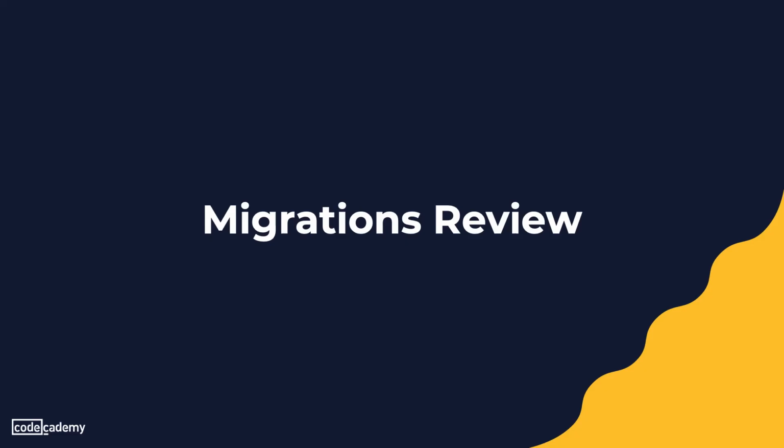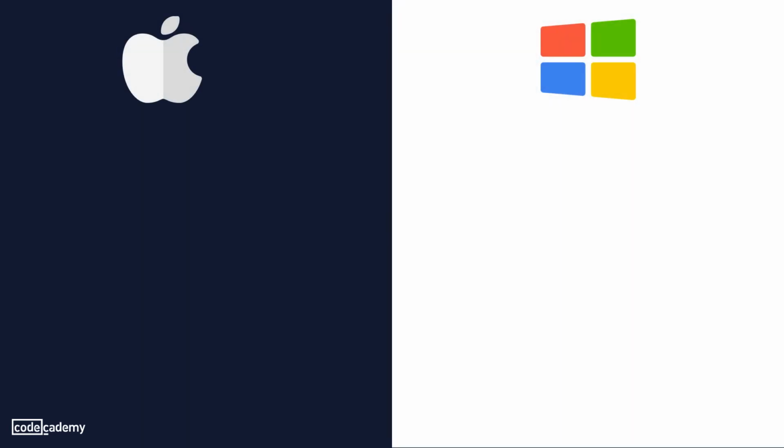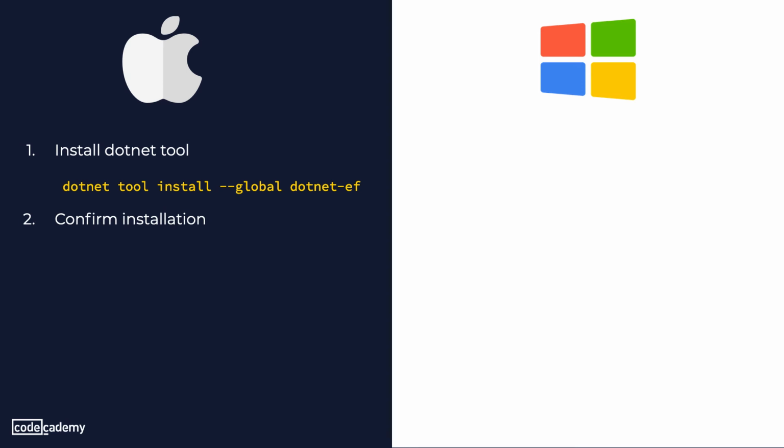So let's recap what we've done with migrations so far. We'll first look into how we did it with Mac, and then we'll look into how we did it with Windows. So first thing we did with Mac is to install the .NET tool using the command dotnet tool install --global dotnet-ef, and we made sure to install the tool globally. We then confirmed that the tool was installed correctly by running the command dotnet tool list -g, which lists all the tools that were installed globally.